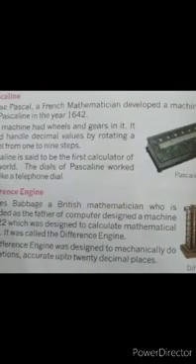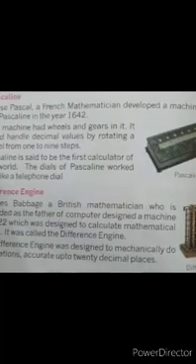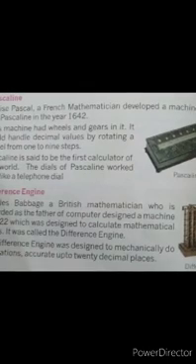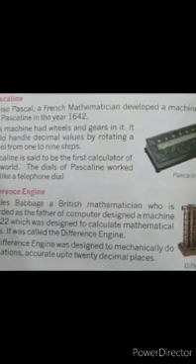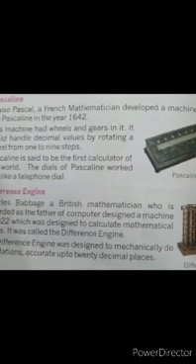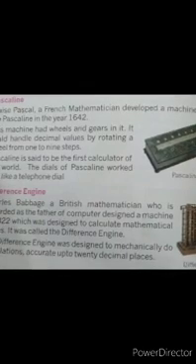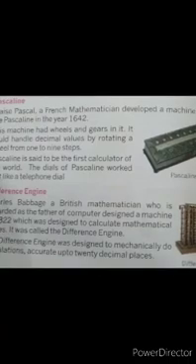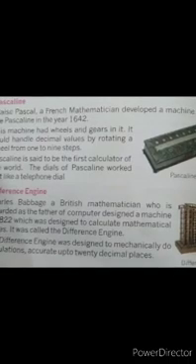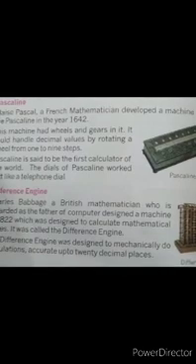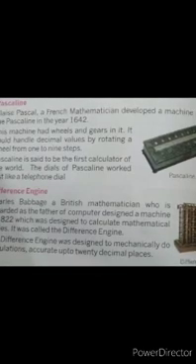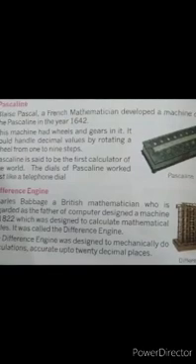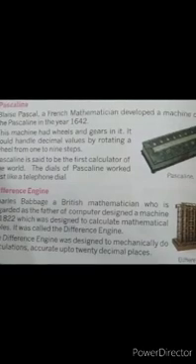Pascaline. Blaise Pascal, a French mathematician, developed a machine called the Pascaline in the year 1642. This machine had wheels and gears in it. It could handle decimal values by rotating a wheel from 1 to 9 steps. Pascaline is said to be the first calculator of the world. The dials of Pascaline work just like a telephone dial.